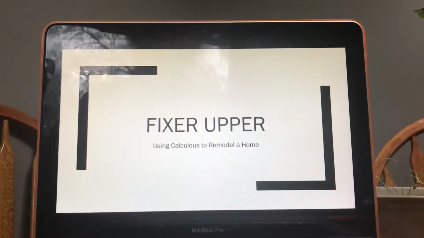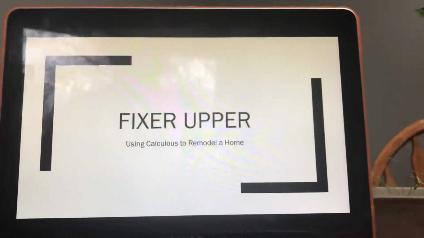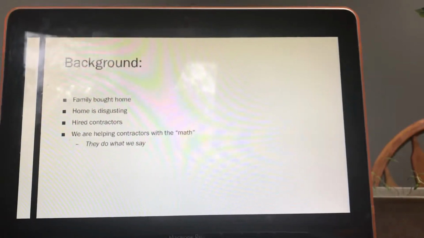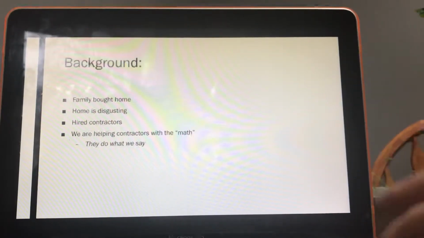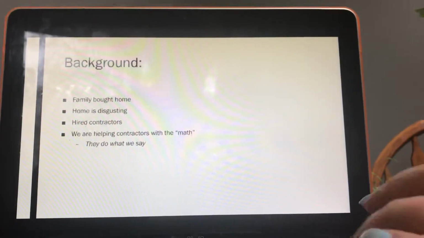All right. So this problem I chose to do is called Fixer Upper. It's using calculus to remodel a home. So a little bit about the background is a family bought a home. The home is really disgusting. It needs to be cleaned. It needs to have some renovations done. So they hired some contractors, and the contractors aren't sure how to solve the problem. So we are going to help the contractors with the math portion. So they have to do what we say. So we better get this right so we can get it good for the family.